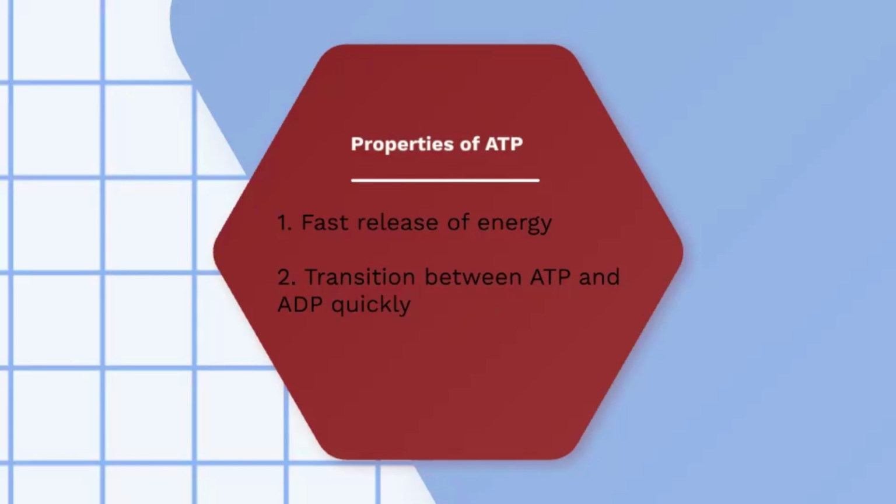And then the other advantage of ATP is that we don't need to store a large quantity of ATP. And this is because we can transition between ATP and ADP very quickly. And every time that reaction occurs, we get a release of energy. So you have one ATP molecule, you release the phosphate group, you get X amount of energy. But then that ATP molecule can then be reformed and you can repeat the process again.